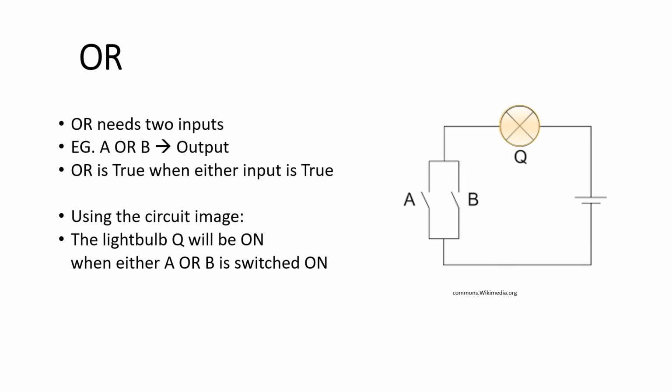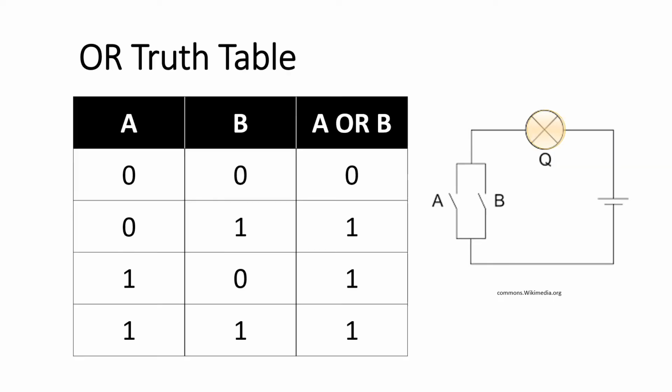The OR operator also needs two inputs. For example, we're going to say A or B gives us an output. The OR is true when either input is true. So if you look at my little picture of the circuit, you can see that if I either switch A or switch B or both on, then the light bulb's going to switch on. So that gives you a good way to remember the OR. The two switches are in parallel.